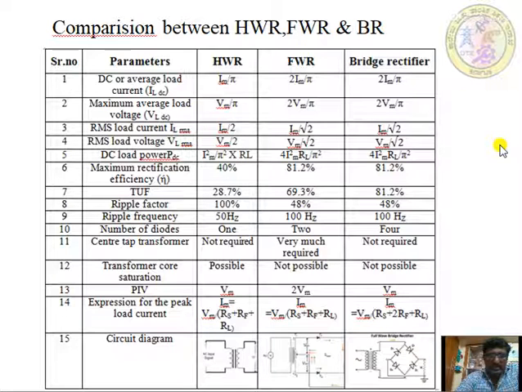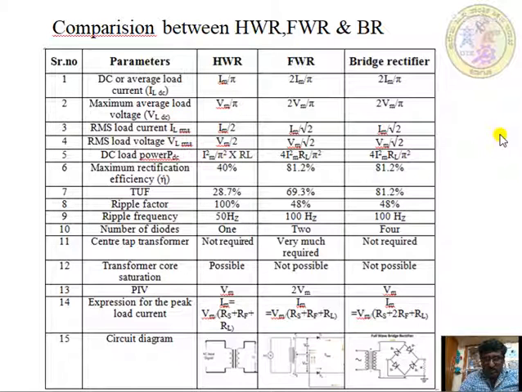The rectification efficiency for half wave rectifier is 40.6%, and for full wave rectifier as well as for bridge rectifier it is 81.2%. The TUF will be 28.7% for half wave rectifier, for full wave rectifier it is 69.3%, and for bridge rectifier it is 81.2%. The ripple factor for half wave rectifier is 121%, but for full wave rectifier as well as bridge rectifier it is 48%. The ripple frequency for half wave rectifier is 50 Hz, and for full wave rectifier as well as for bridge rectifier it is 100 Hz. For the number of diodes, half wave rectifier requires only 1 diode, full wave rectifier requires 2 diodes, and bridge rectifier requires 4 diodes. A center tap transformer is not required for half wave rectifier as well as bridge rectifier; we require it only for full wave rectifier.